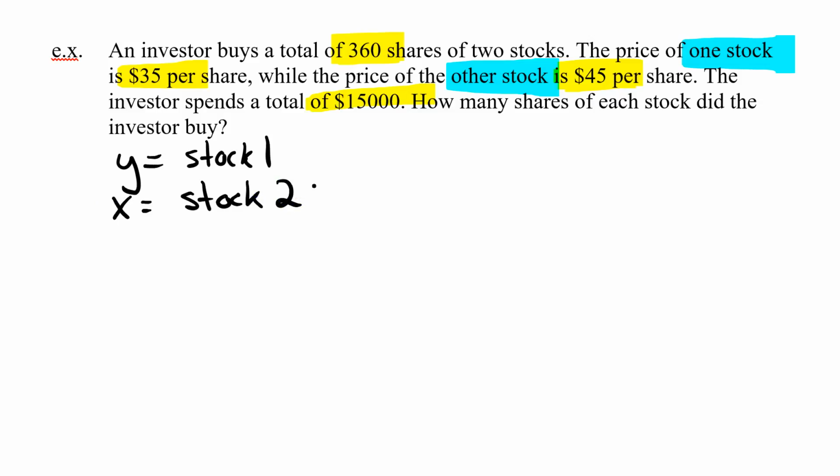So what do we know about this? Well, we know that when we're buying the stocks, we're buying 360 shares. So however many of stock 1 plus however many of stock 2 is going to be 360. So there's my first equation: stock 1 plus stock 2 is going to be 360.